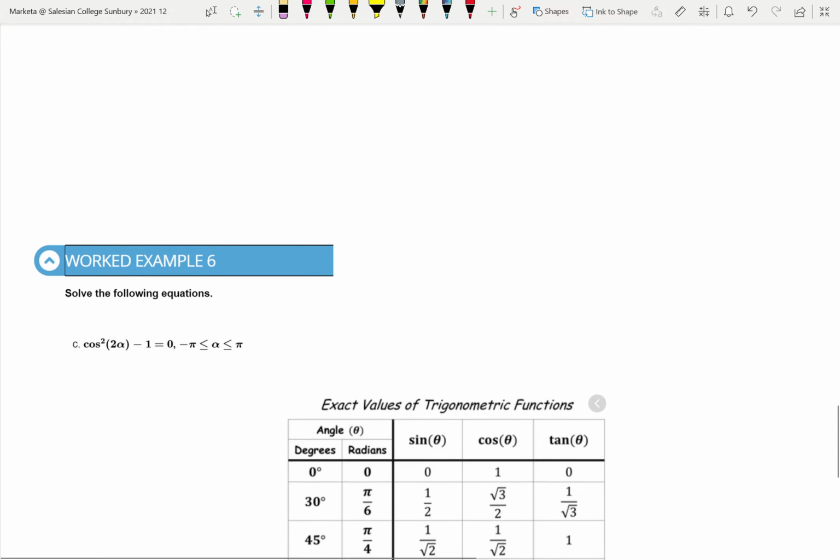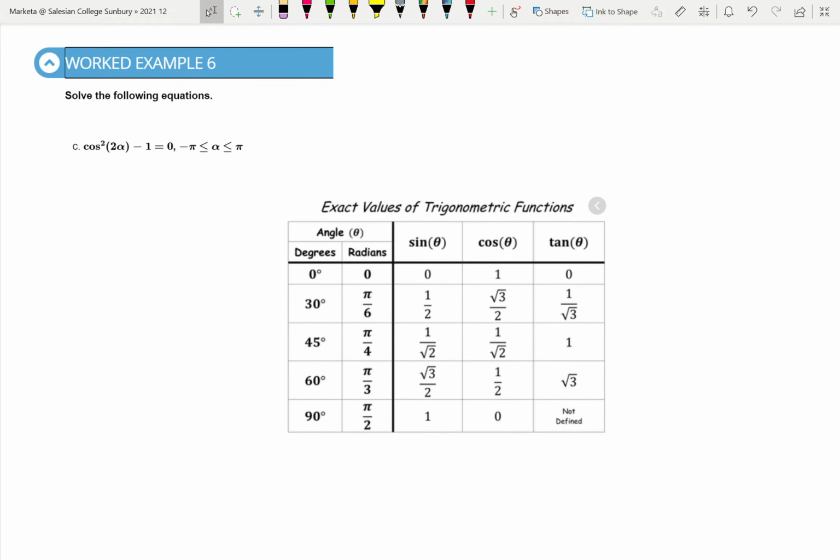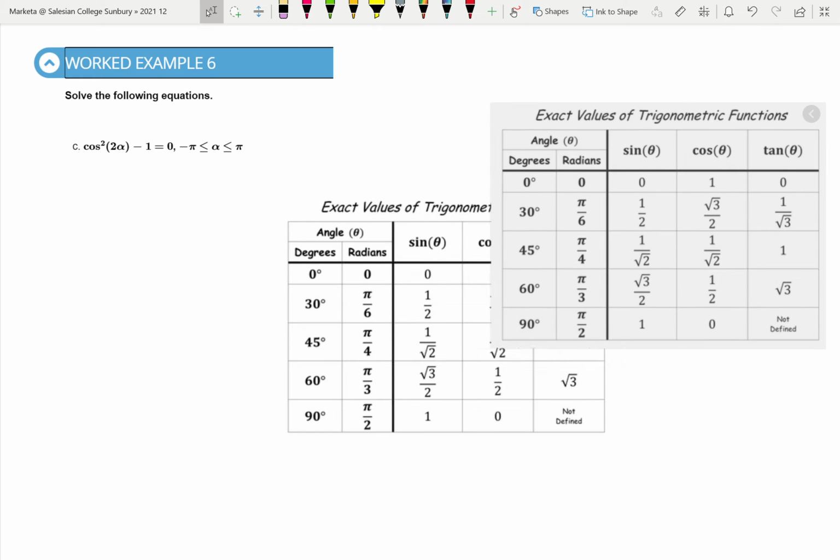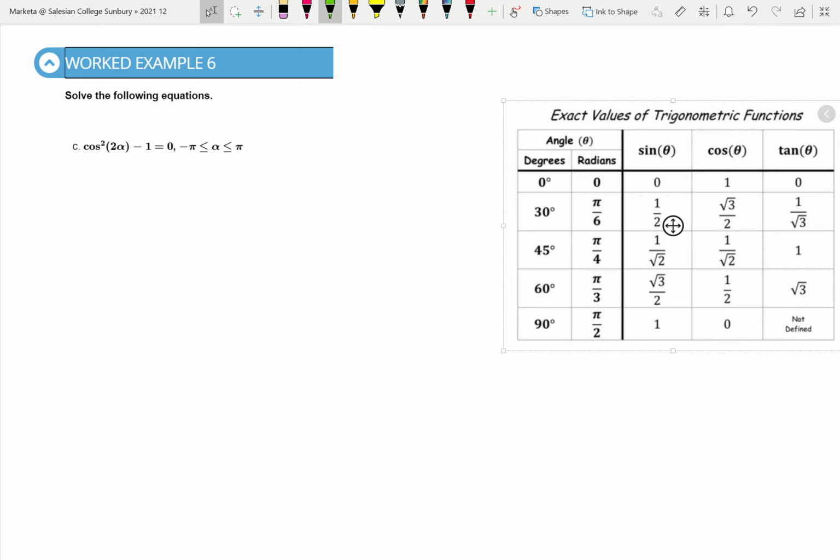Let's move down to the final example here, and this one again we'll need to use a z. So here we've got cos squared 2 alpha minus 1 equals 0, and this time they have made sure that the angle is correct there. The domain is from negative pi to pi, so people get really used to 0 to 2 pi and then don't really look carefully enough sometimes. So I'm going to say again, let z equal cos of 2 alpha.